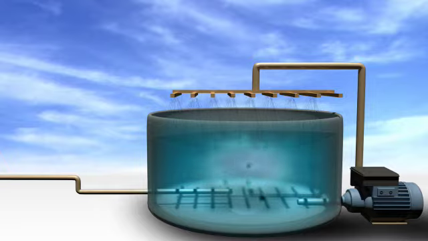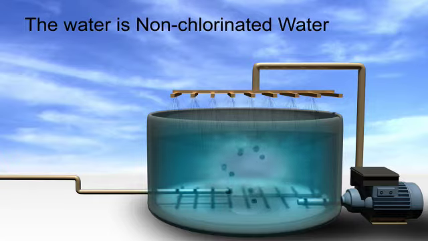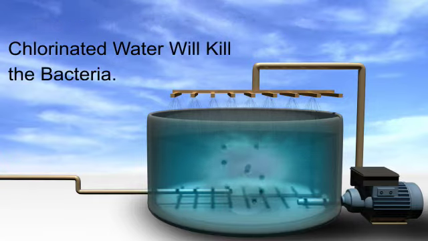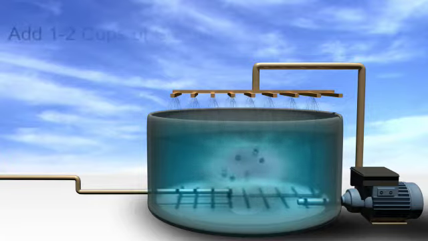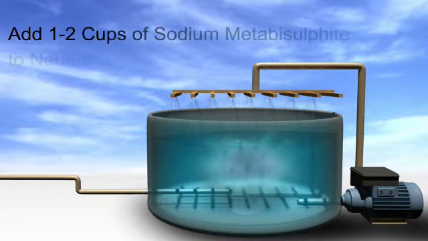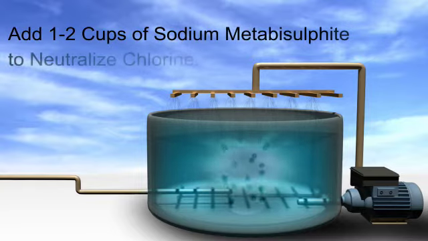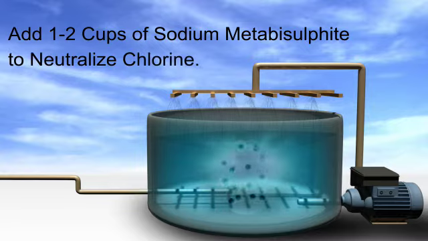The key to this recirculation is that the water is a non-chlorinated water. If there is some chlorine in the water, it will kill the bacteria, quite obviously. However, this is not a stopper if we add a small amount, 1 cup to 2 cups, of sodium metabisulfite, which will neutralize the active chlorine and allow this water to be utilized for the grow-up process.